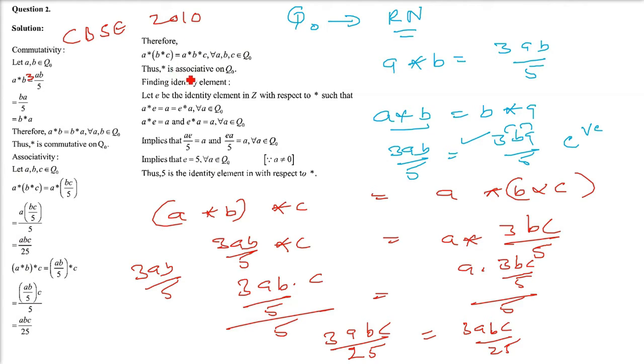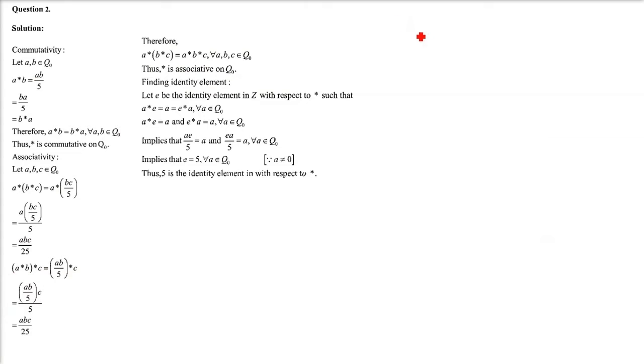Next is find the identity element if it exists. So how do we find the identity element? We will find it for AB by 5 and 3AB by 5. Identity element is when you multiply any element taken from the set with this identity element, that element should come back. A star E equals A.